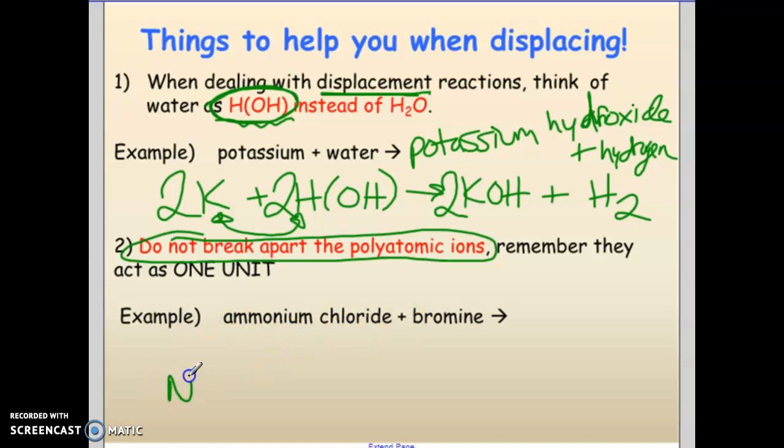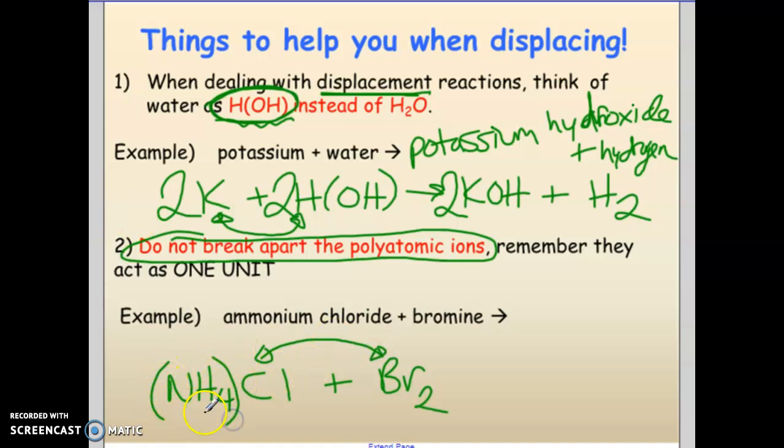So I'll give you an example. Here is ammonium chloride plus bromine, a Hofbrinkel, so it's Br2. So the non-metal can only replace the non-metal. So this NH4 is going to stay put. This is now going to be NH4Br plus Cl2, again because of the Hofbrinkel. So notice NH4, we kept it together. The polyatomic ion stays together in displacement reactions.